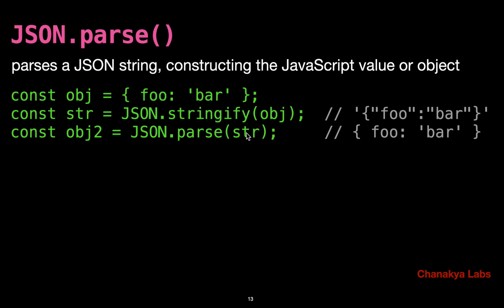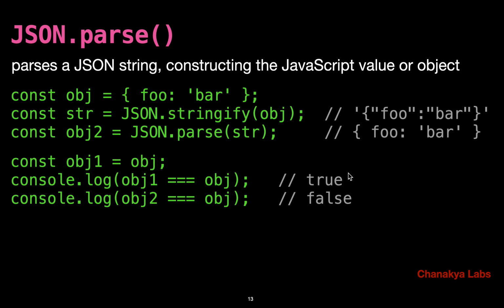So for JSON.parse, the argument is a string which you know is a valid JSON, and then it returns you the native JavaScript object. So this obj2 is like foobar. But note that this object and this original object are different.